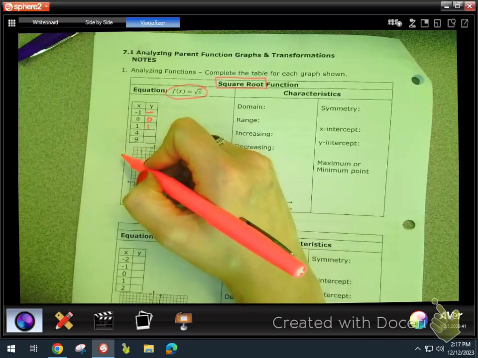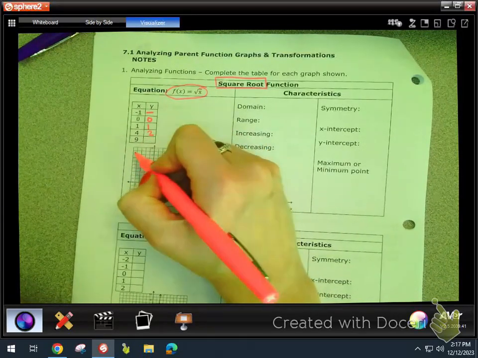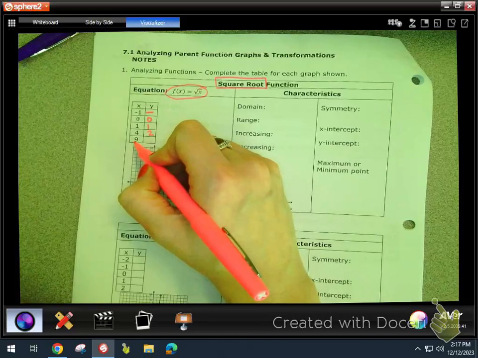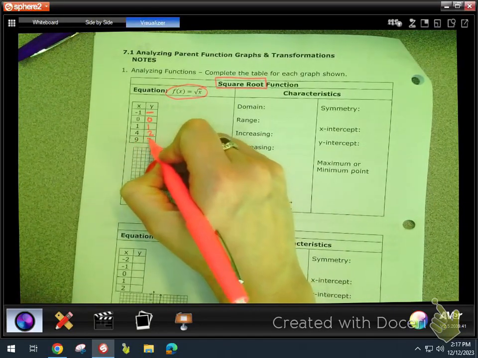The next input that I picked was 4. Why do you think I picked that? Because it's a perfect square. I would skip anything that's not. So the square root of 4 is? You squared it. That's okay. And then the square root of 9 is 3.